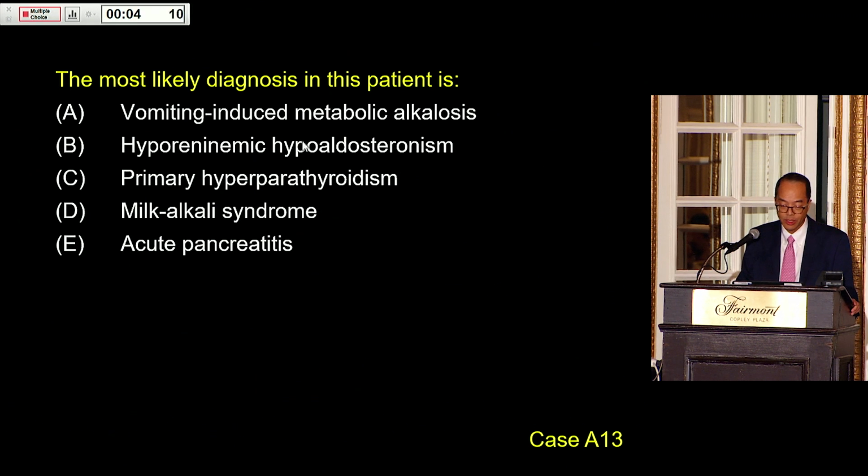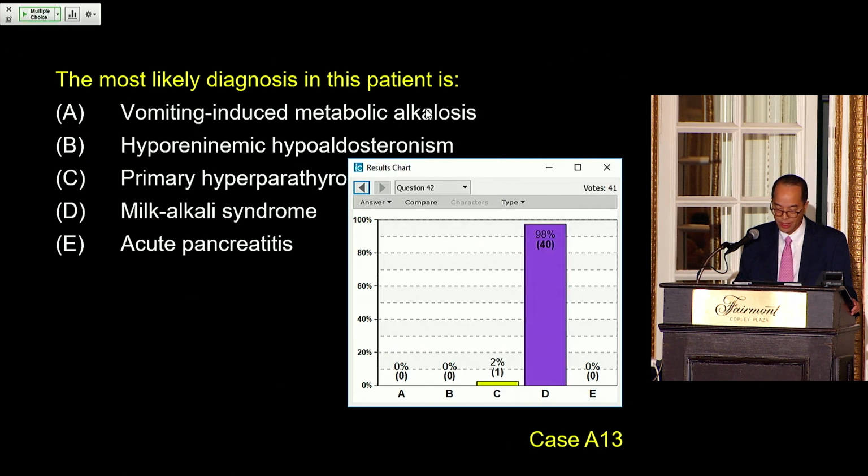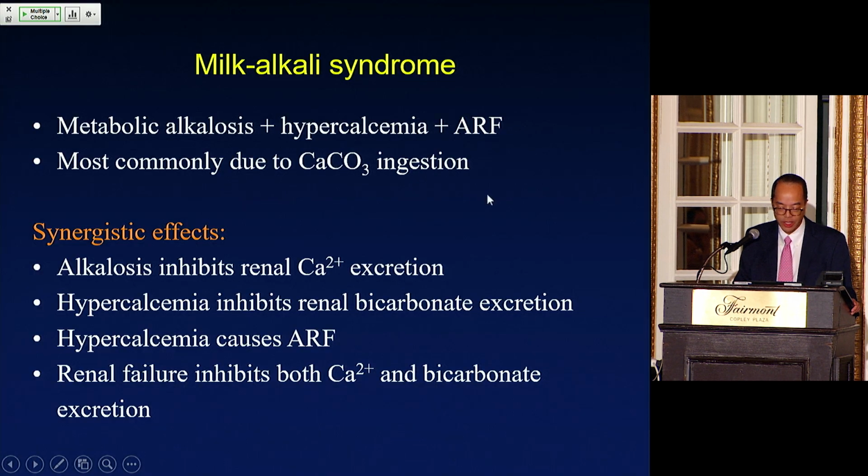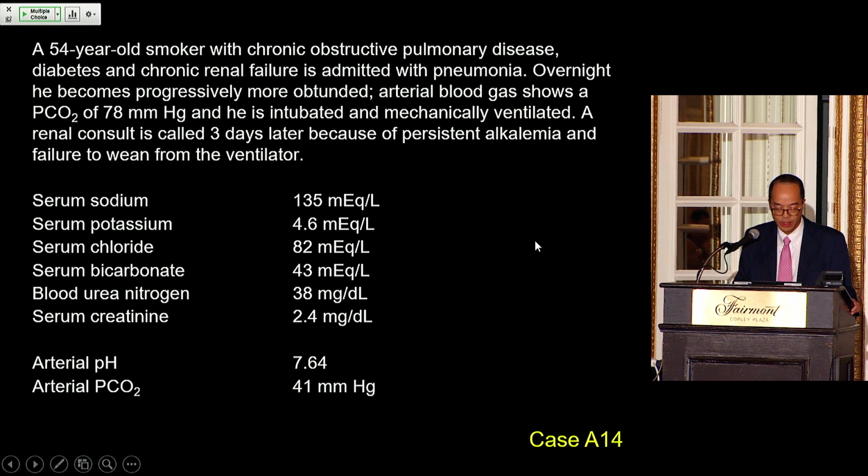What's the most likely diagnosis? Vomiting-induced metabolic alkalosis, hyporeninemic hypoaldo, primary hyperparathyroidism, milk alkali, or acute pancreatitis. Oh yeah, 98%, one holdout. You guys are getting better as the day wears on. So this is obviously a case of milk alkali syndrome, the confluence of alkalosis, renal insufficiency, and hypercalcemia.